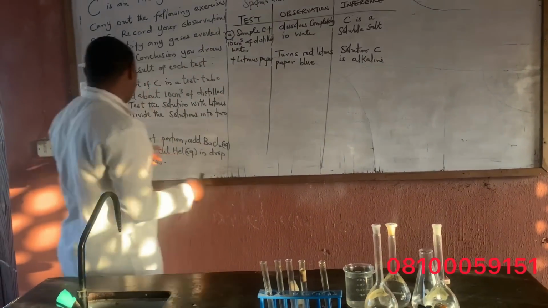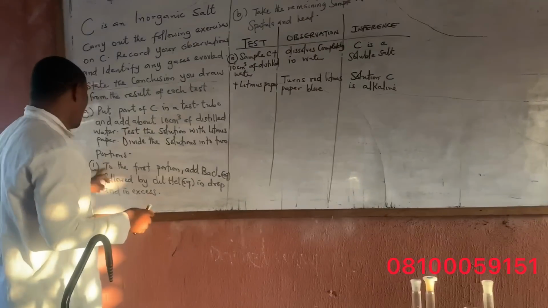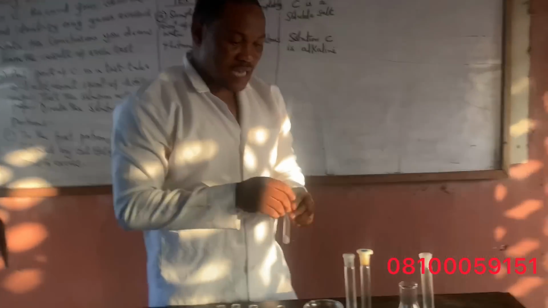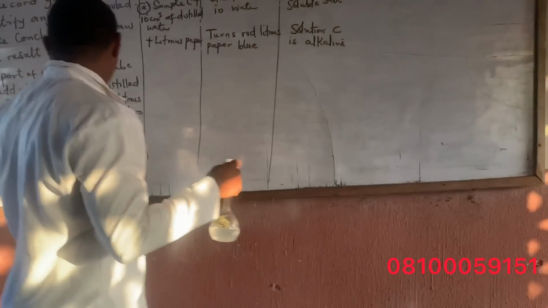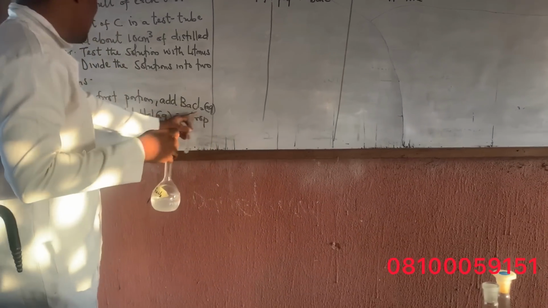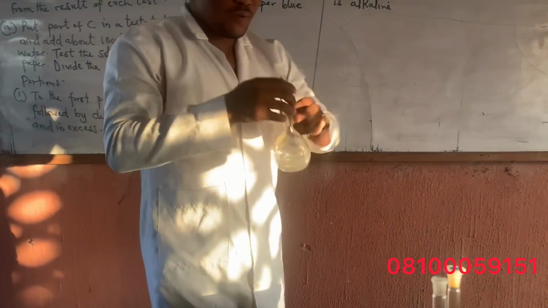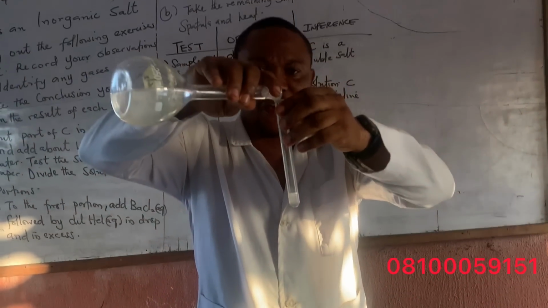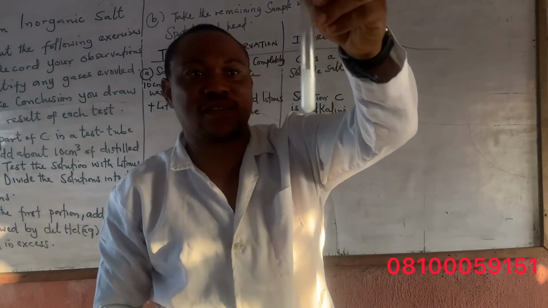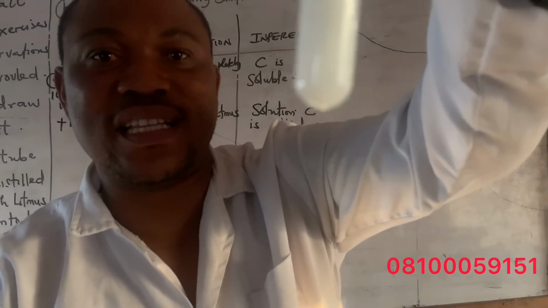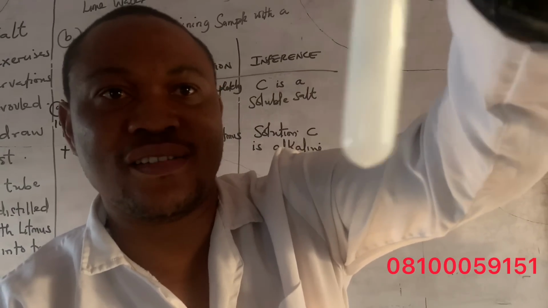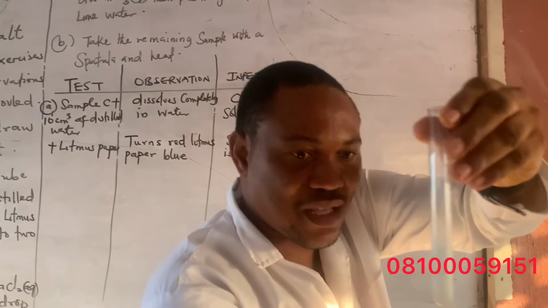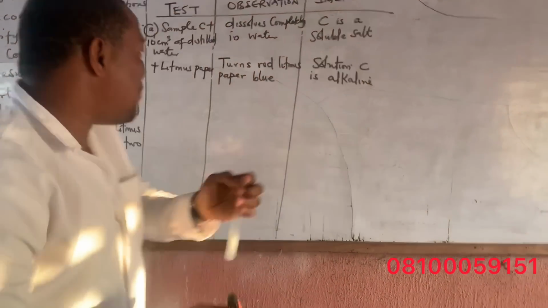So from there, they said divide the solution into 2 portions. To the first portion, add barium chloride. So can you see, using this as first portion, add barium chloride. This is my barium chloride. Okay, let's see what's going to happen. Wow, look at that. This is a white precipitate. You can see that a white precipitate formed when I added barium chloride.